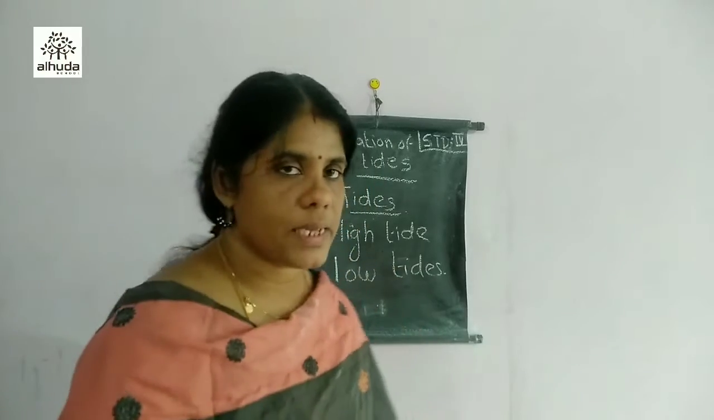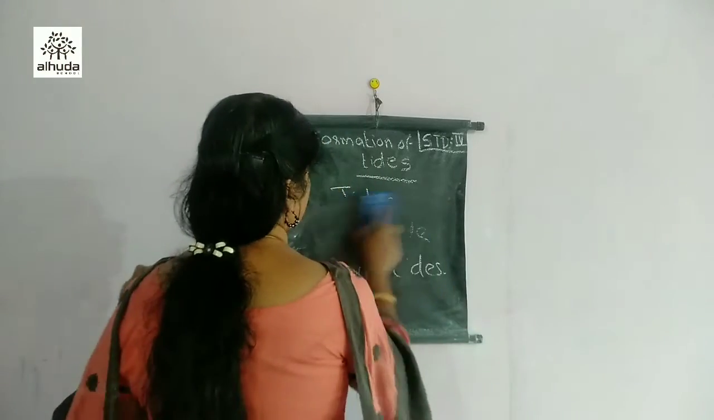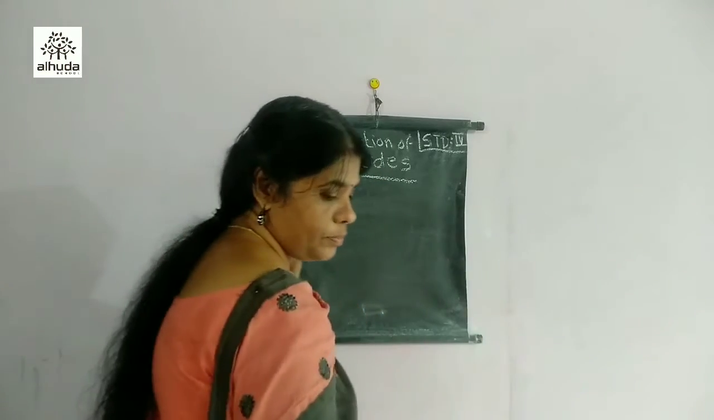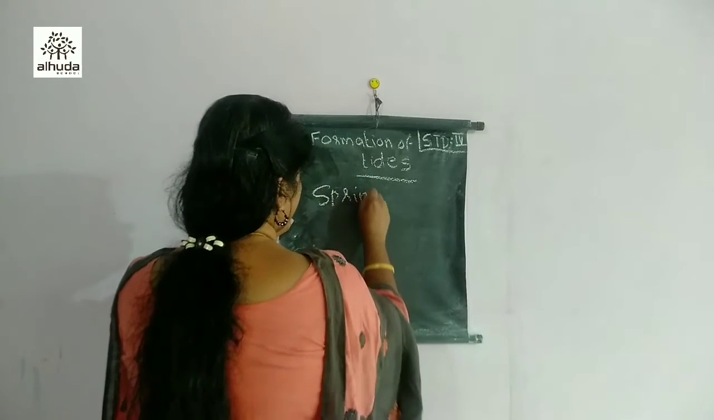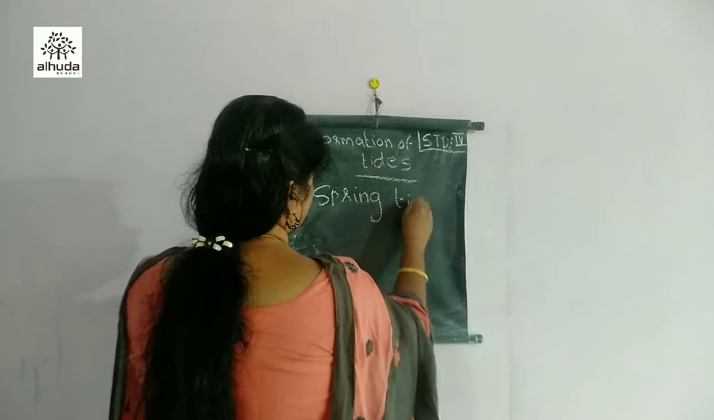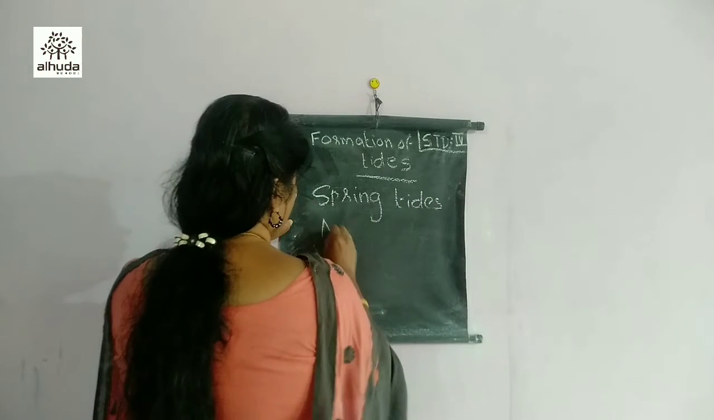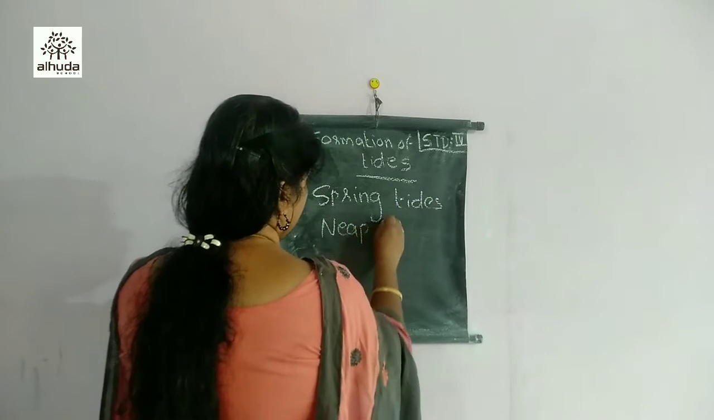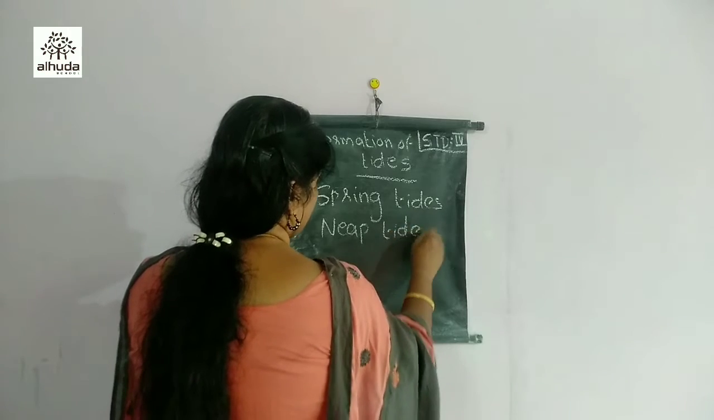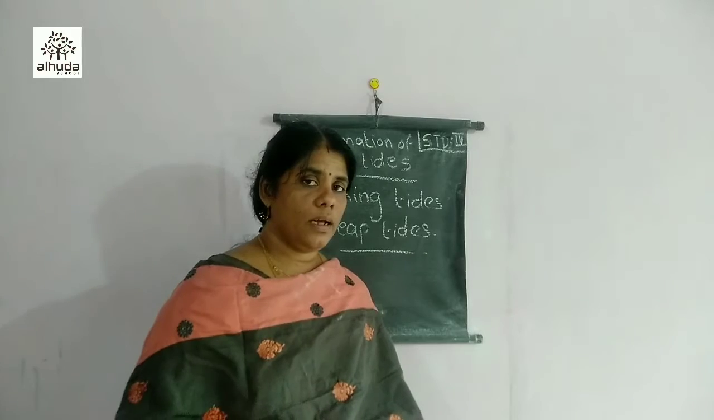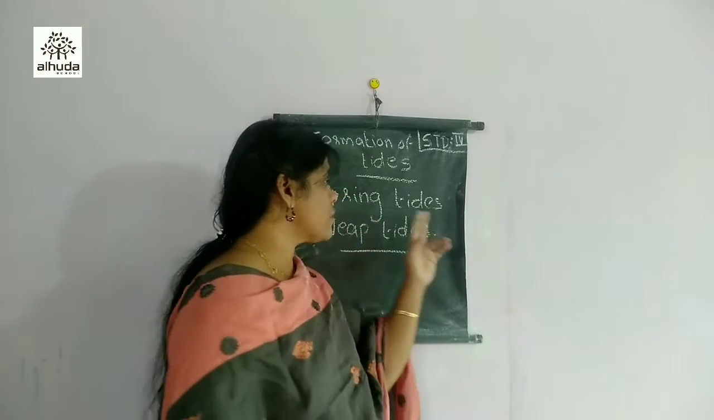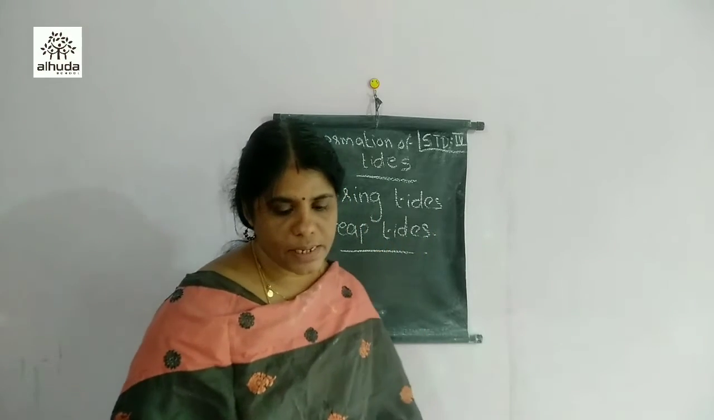There are two more tides, spring tides and neap tides. High tide, low tide we learned. Now we are going to learn about spring tides and neap tides.